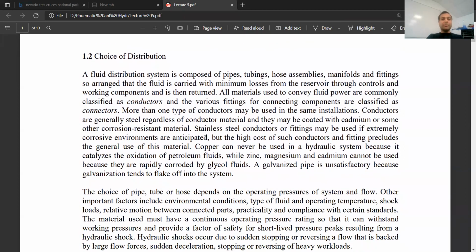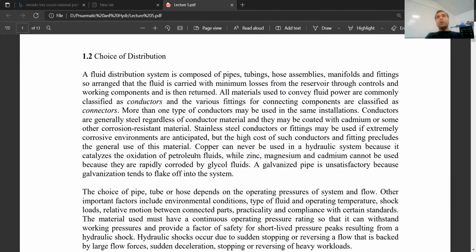Now we can have a choice of distribution. The way we try to distribute the fluid from point A to point B is we want to make sure it's transferred properly, with very little losses over the period from point A to point B. We need to make sure that if we are passing the fluid through the pipe, the inside of the pipe or the material doesn't corrode.